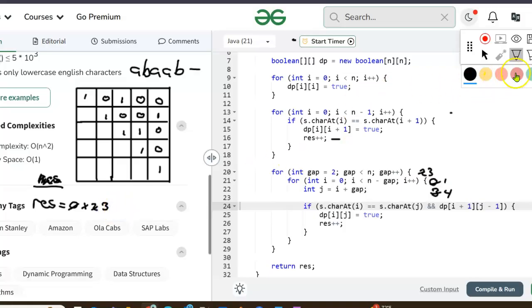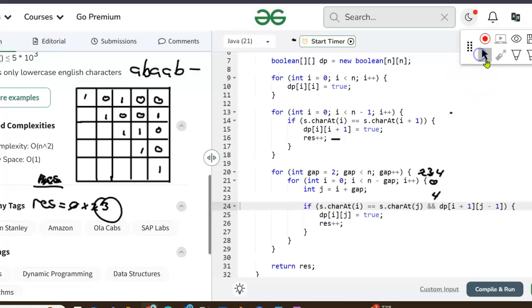All right, and finally, we are here. Okay, get rid of that. Get rid of that. Gap is going to go to 4. This starts at 0, and this is 4. The letters at 0 and 4, are those equal? They are not. All right, so we're done. We have 3 palindromes. Is that the right answer?